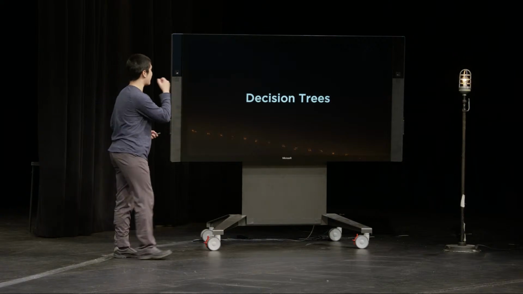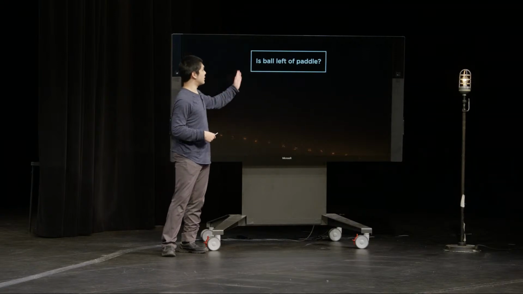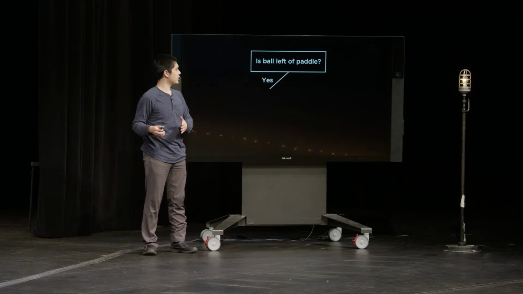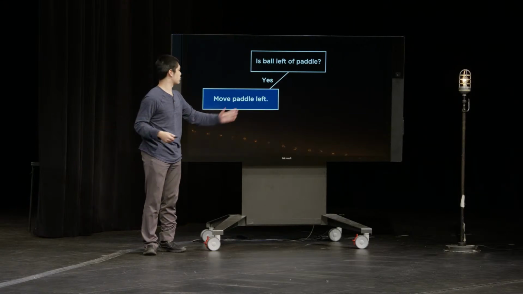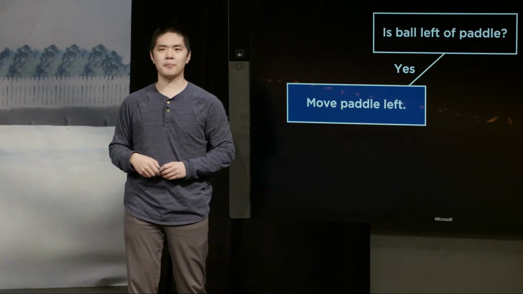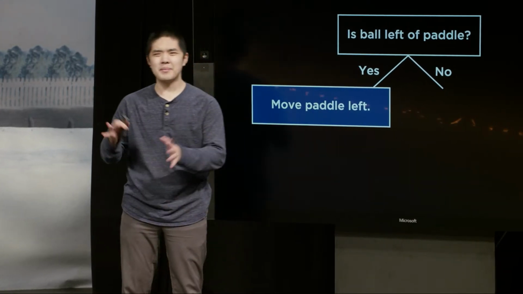So for this game of the paddle, we could create a decision tree by asking a question like this. We could ask, is the ball to the left of the paddle? If the answer to that question is yes, well, then the action we should take is we should move the paddle to the left. Because the ball is moving left, the paddle should move left as well. If the answer to the question is no, well, then we need to maybe ask another question.